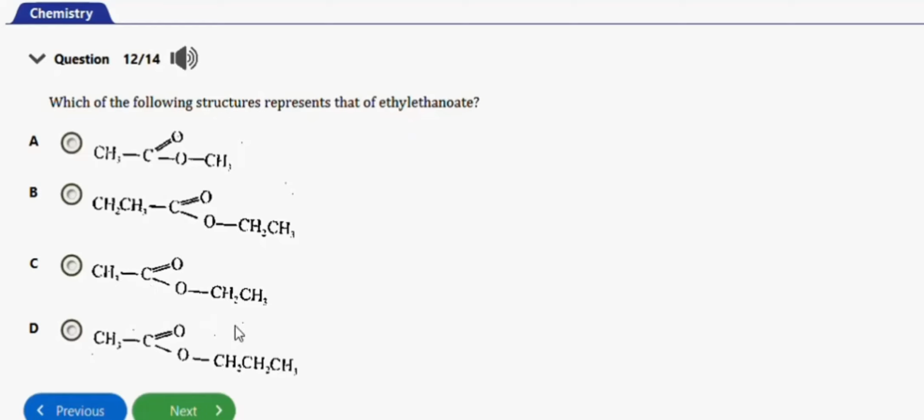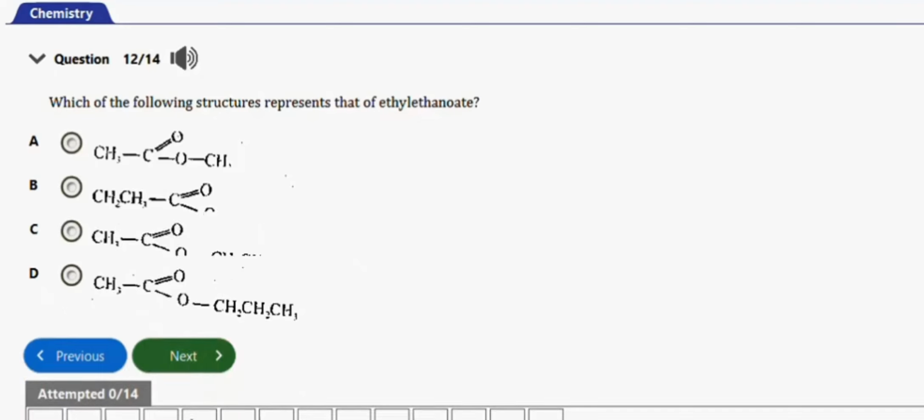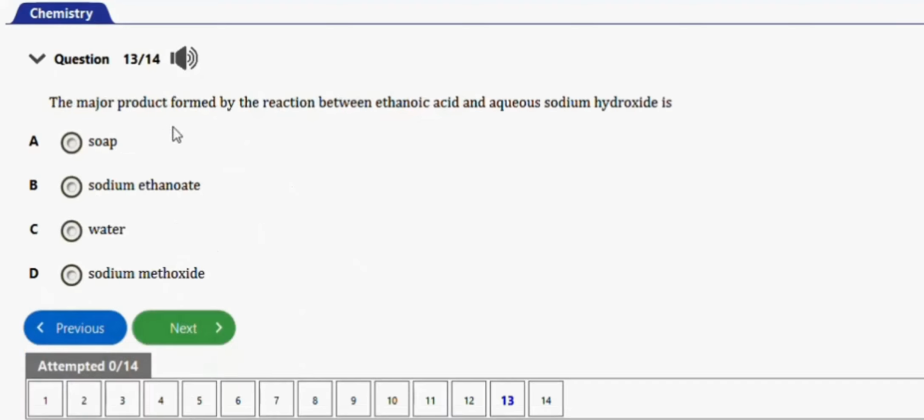That's for this question. Next question, this one. It says the major product formed in the reaction between ethanoic acid and aqueous sodium hydroxide is, so the right answer will be sodium ethanoate. Alright, so that's the product that will be formed.